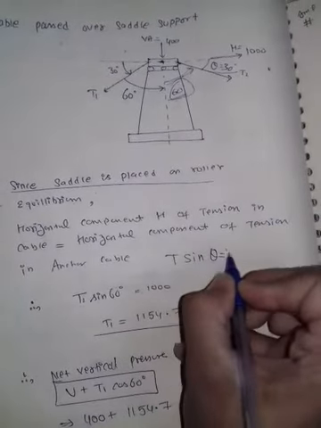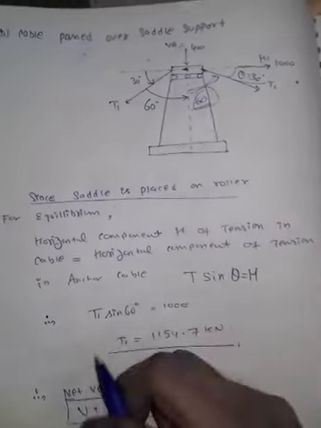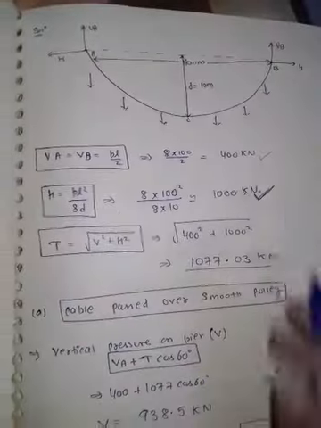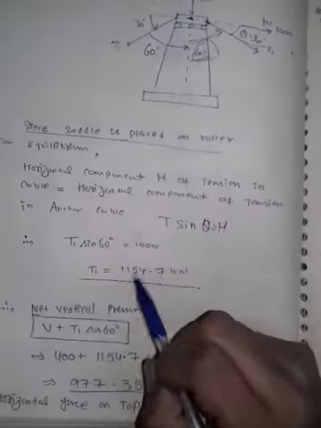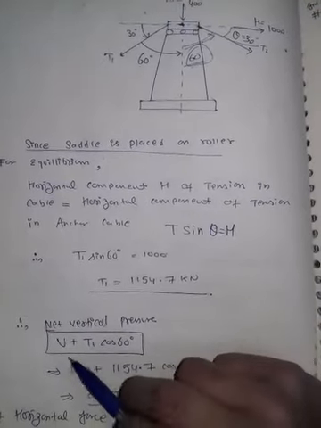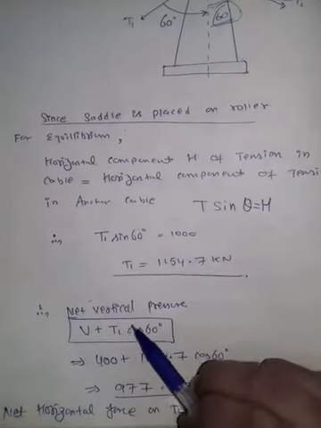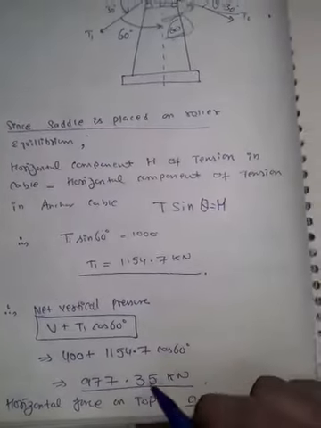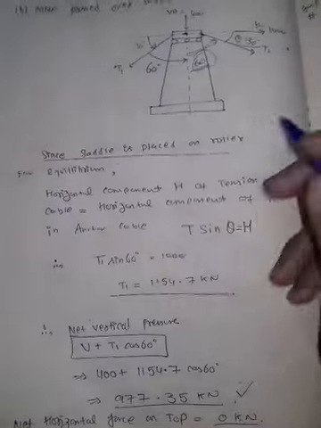T1 sin 60 degree is equal to H, and the value of H is 1000 kilonewton. So we calculate T1 as 1154.7 kilonewton. The net vertical pressure is V plus T1 cos 60 degree. The value of V is 400 kilonewton, T1 is 1154.7, and cos 60 degree. So the net vertical pressure is calculated as 977.35 kilonewton. The net horizontal force on the top is 0 kilonewton.